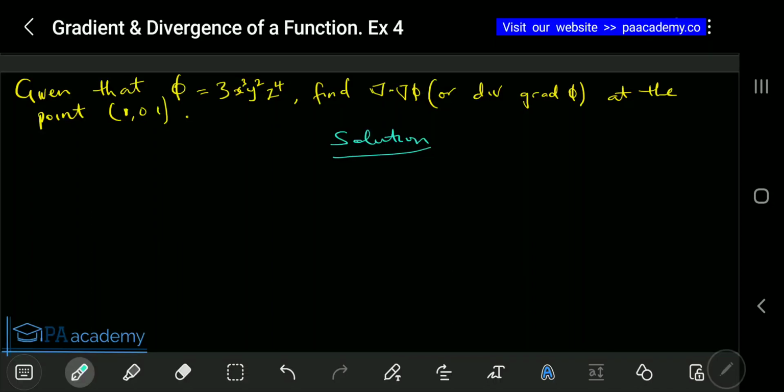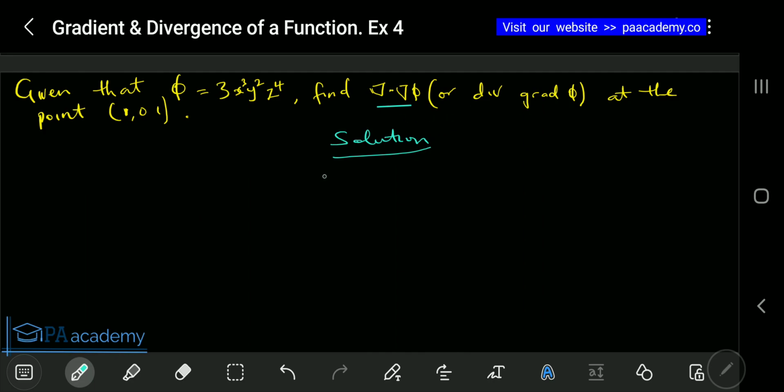So this is example 4 under the gradient and divergence of a function. If you look at this example we're having on the screen now, you see that it's a combination of both gradients and divergence. Exactly, that's div and grad. Now let's look at this. It says, given that phi is equal to 3x squared y squared z raised to power 4. Now we are asked to look for the div grad at point 1, 0, 1, 1.